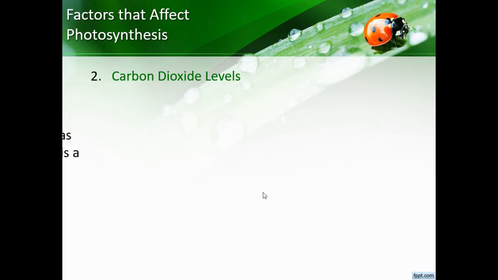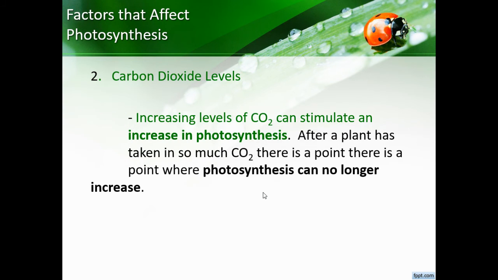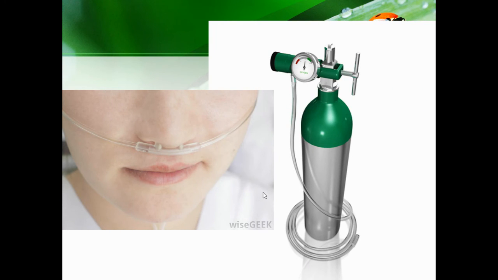Carbon dioxide levels are the second factor, and if you increase the levels of carbon dioxide, it can stimulate an increase in photosynthesis. After a plant has taken in so much carbon dioxide, there is a point where the photosynthesis can no longer increase. So that would be like you, for example, taking in oxygen. If you're hooked up to an oxygen machine and they turn the oxygen levels up all the way, your body isn't going to be able to take in any more oxygen just because they turn it up more. So there's no need to have it turned up to a full 100% for you because your body just can't use it all.